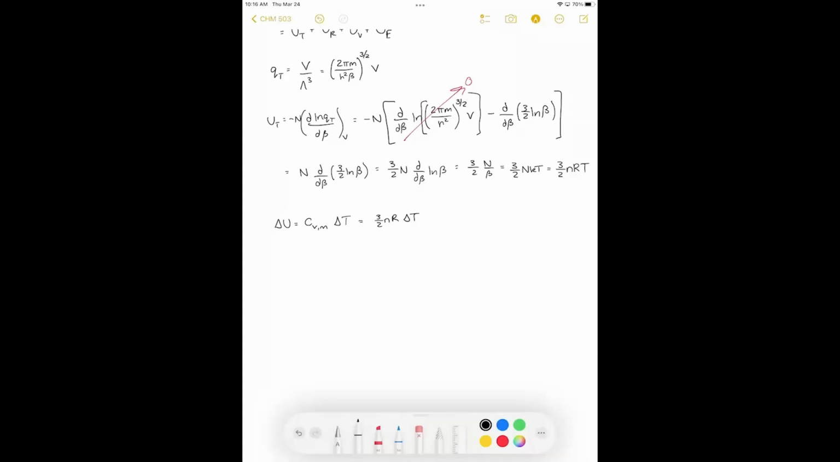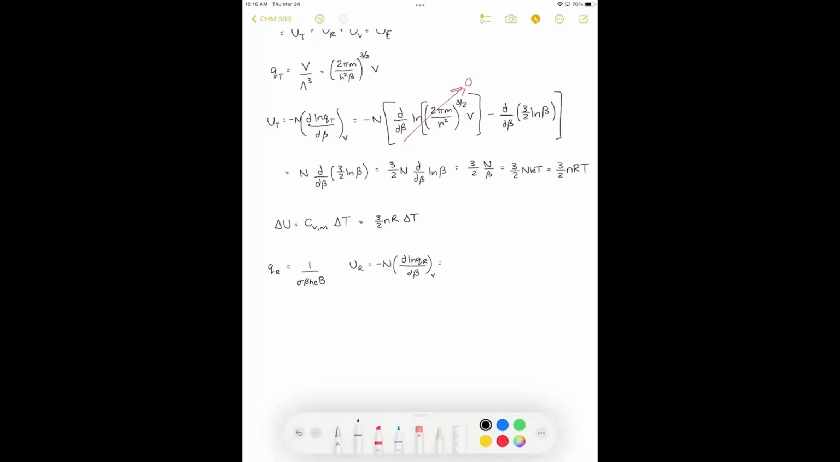What about rotation? Well, the rotational energy levels for a diatomic molecule were as follows. And this is necessarily a linear molecule, which is most commonly diatomic. So our q sub R was equal to 1 over sigma, which is the symmetry coefficient there, times 1 over beta hcB, where B is the rotational constant. Just like before, we can calculate the energy for rotation, and that is equal to negative N times the derivative of the natural log of q sub R with respect to beta at constant volume.